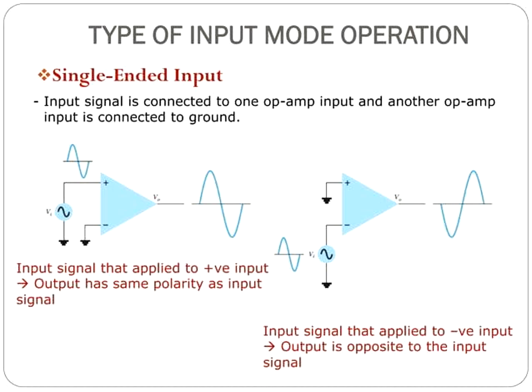There are different types of input mode operation in this operational amplifier, and one is single-ended input, which means one input of the op-amp receives the input signal and the other input is connected to the ground. It is said to be single-ended input. So the input to the inverting pin results in an output of opposite polarity.